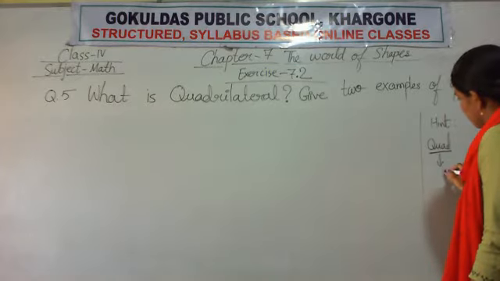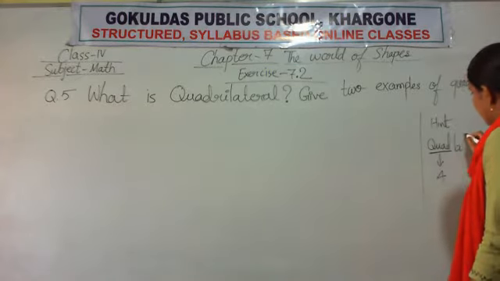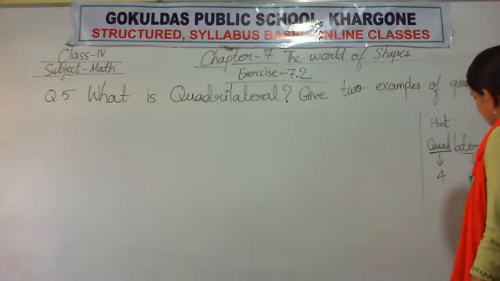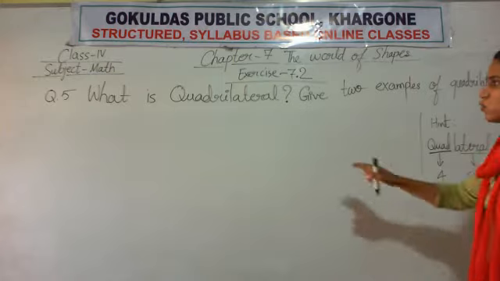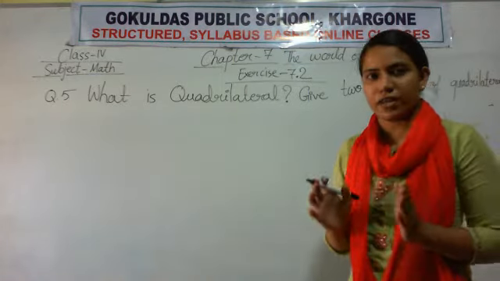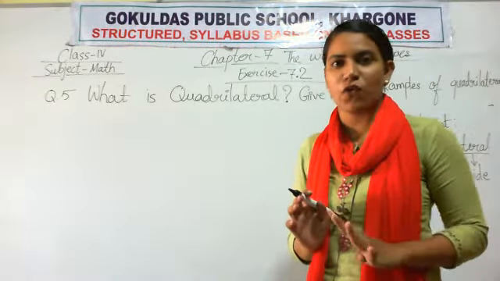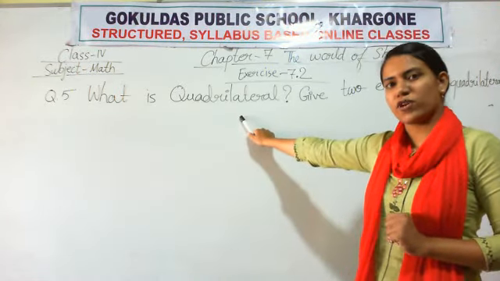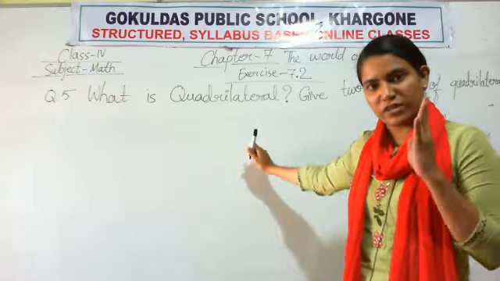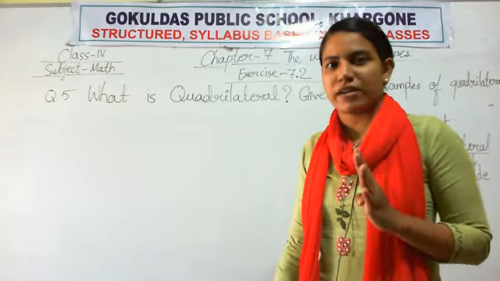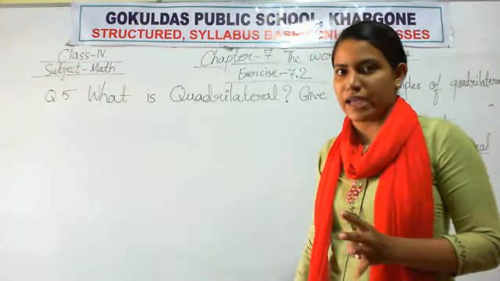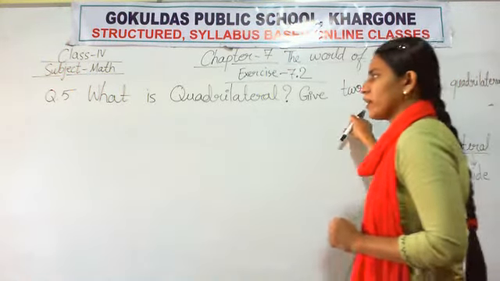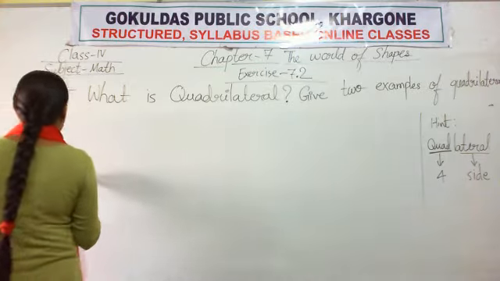Quad means 4 and lateral means side. So what is a quadrilateral? A closed figure which has 4 sides is known as a quadrilateral. Now you understand what is a quadrilateral? A figure which is made up of 4 straight lines is known as a quadrilateral. Now what are 2 examples of quadrilateral?